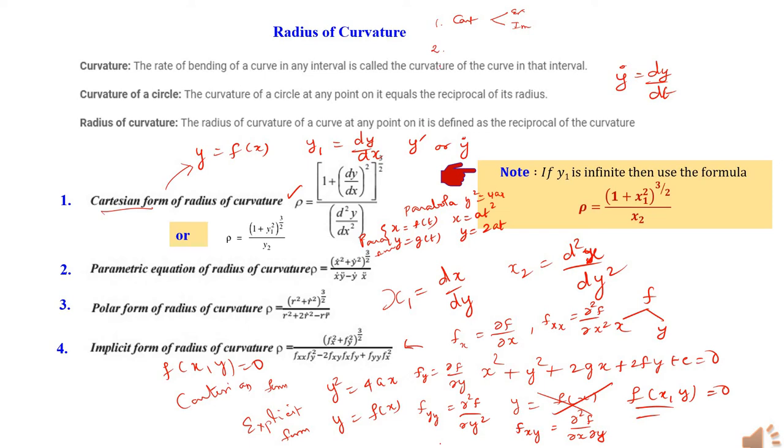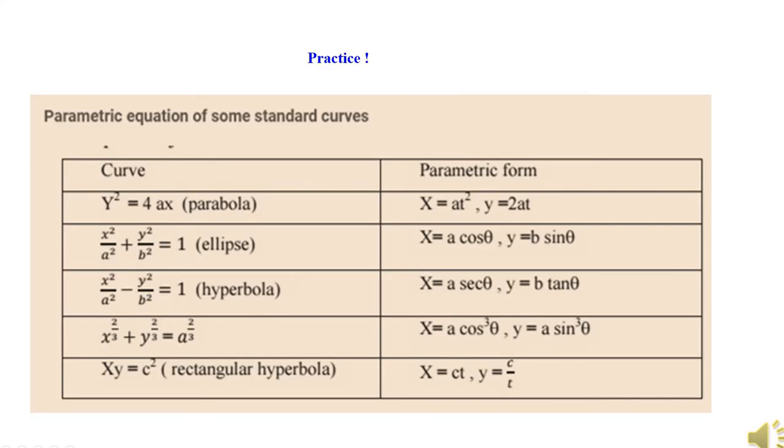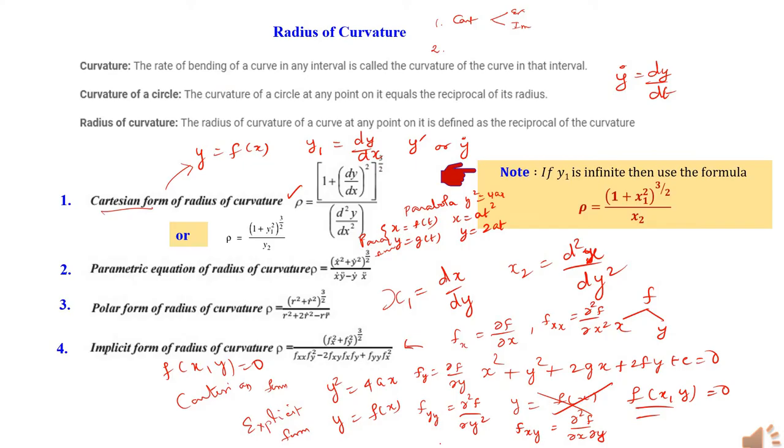And then the second one is the parametric form. In the parametric form, sometimes it may involve t, or sometimes it may involve theta also. So in such a case, what is the formula to be used? This is the formula to be used. In the first case, if it is explicit, use this. If it is implicit, you have to use this. And then for parametric we have this.